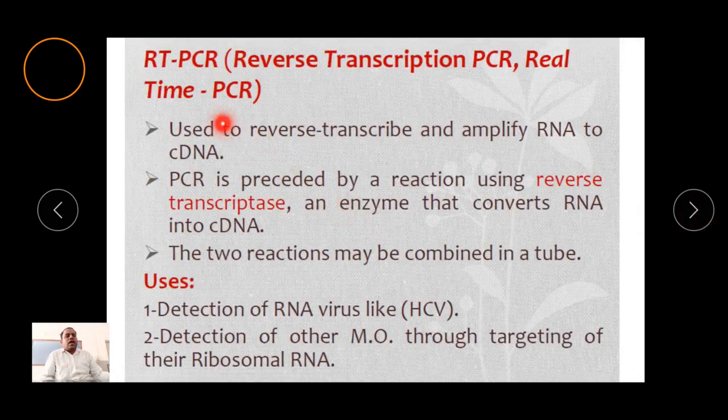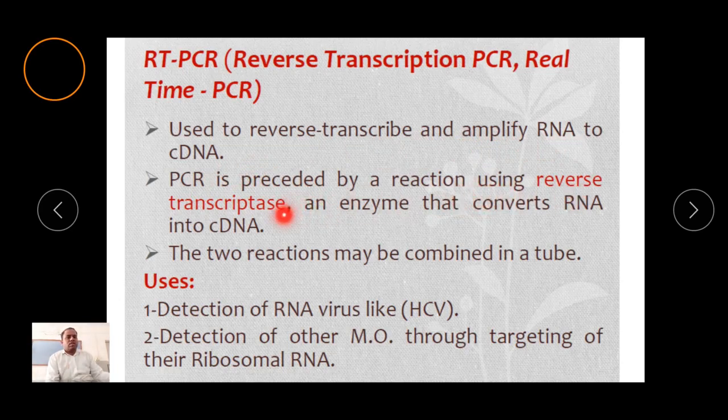Now let's see the RT-PCR, that is reverse transcription PCR. Real-time PCR is also one of the types. Nowadays it is generally used for the detection of coronavirus infection, because it is used to amplify the cDNA that is synthesized from reverse transcribing viruses. So it is used to reverse transcribe RNA to cDNA, and PCR is preceded by this reaction. There are two reactions here.